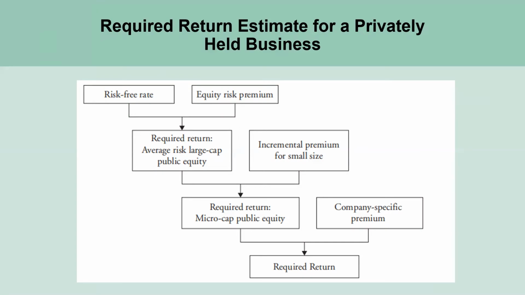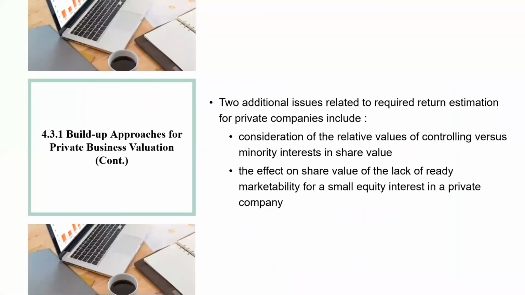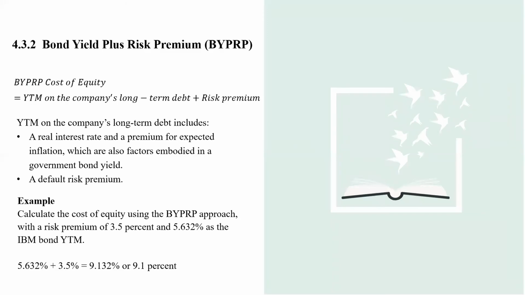Besides, an analysis of risk factors that are incremental to those captured by the previously included premia may lead the evaluators to add a specific company premium. Moreover, there are two additional issues related to the required return estimations for private companies. First is the consideration of the relative values of controlling versus minority interest in share value, and the second issue is the effect on share values of the lack of ready marketability for a small equity interest in a private company. Then, 4.3.2, we'll discuss the bond yield plus risk premium.